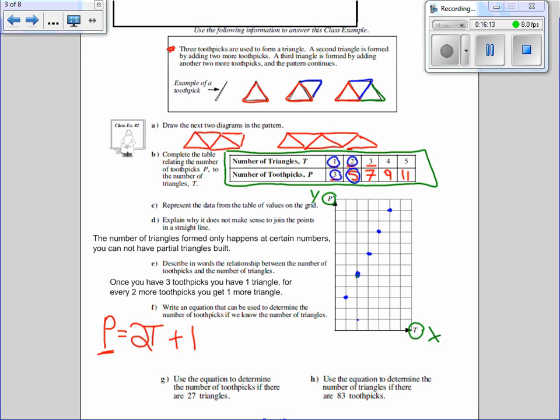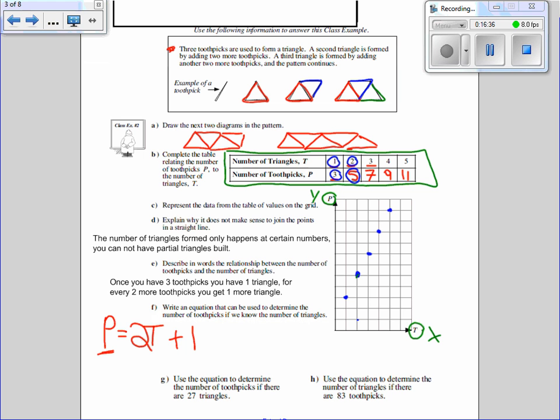That is an equation that represents the number of toothpicks when we know the number of triangles. And if you don't believe it, try it. So if you had 1 triangle, instead of T, write the number 1, and you would realize that 2 times 1 is 2, and then plus 1 more is 3 toothpicks makes 1 triangle.